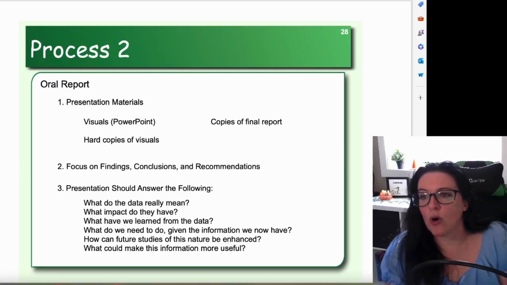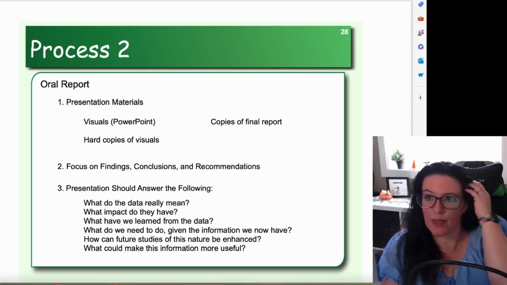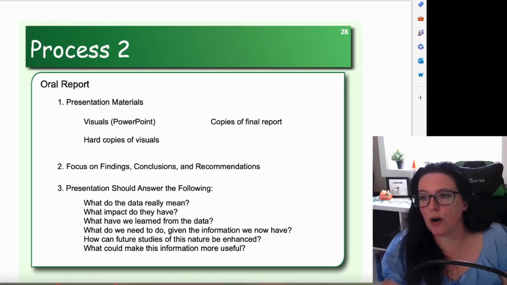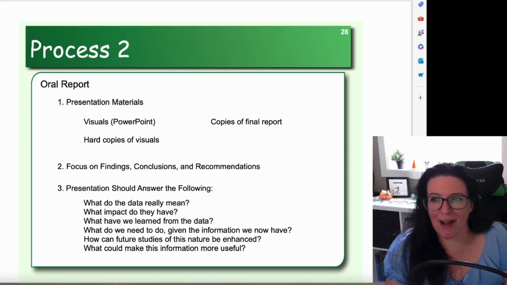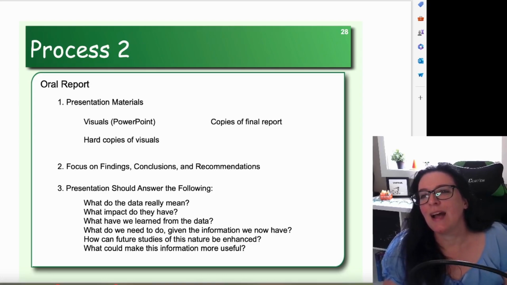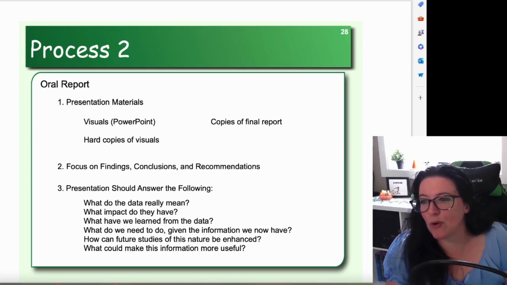You might have an oral report, a presentation that goes with that final report. So maybe your data visualization, your pie charts, your bar graphs, your tables get put into PowerPoint or Prezi. And you might hand out hard copies of those visuals themselves or of the final report. If you're doing a presentation of your findings, you will focus on the conclusions, recommendations, that section of the report. And really your presentation should answer the following.